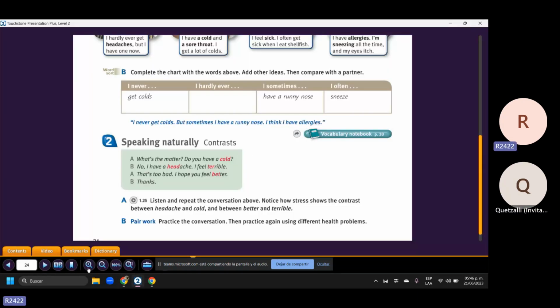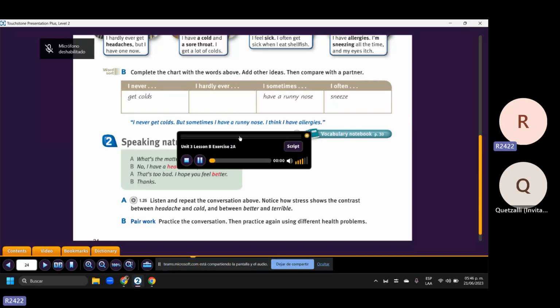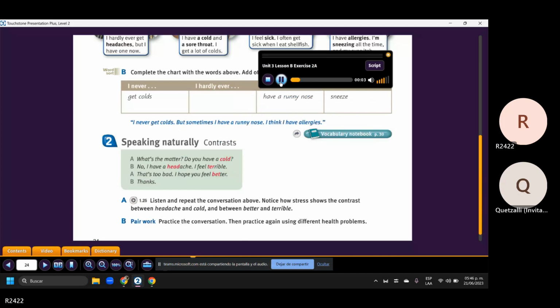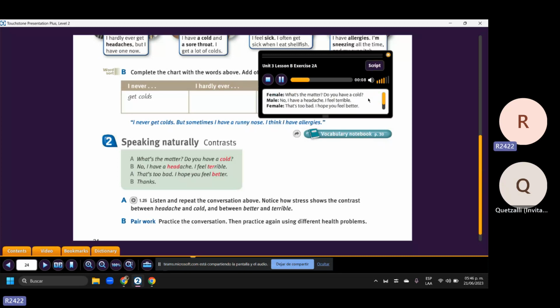Can you see the screen? Yes. Page 24. Speaking naturally. Can you hear the audio? Yes. Okay, thanks.